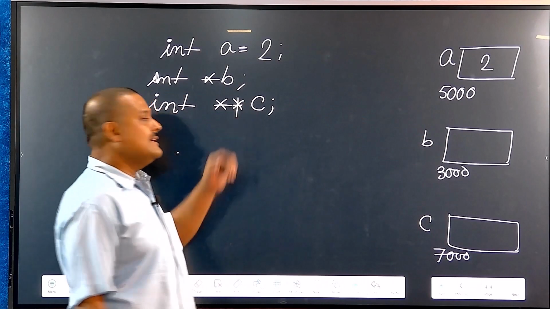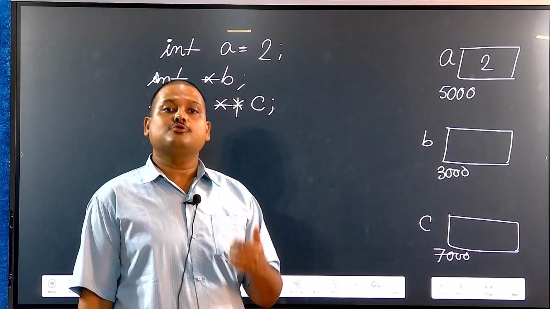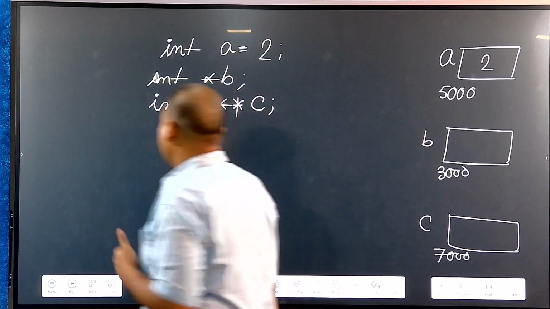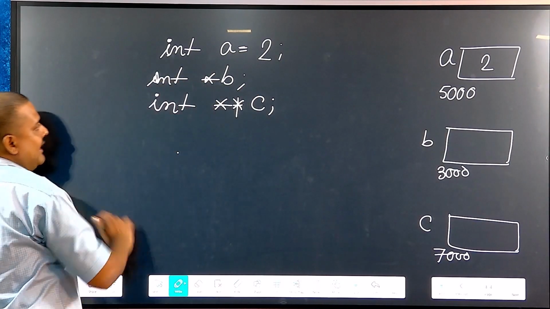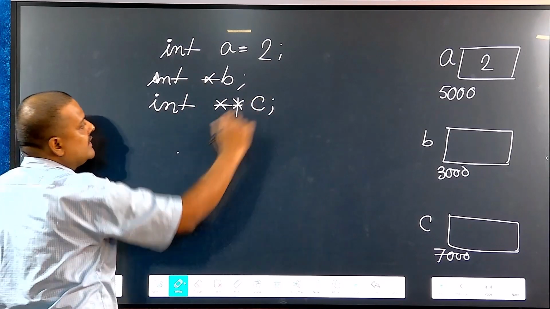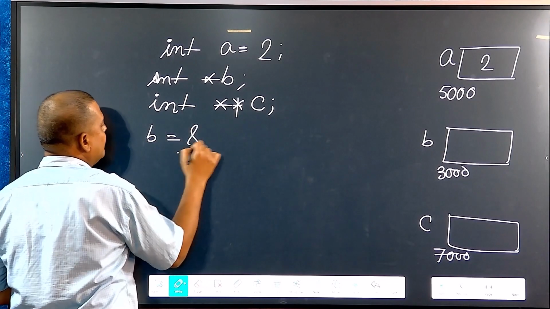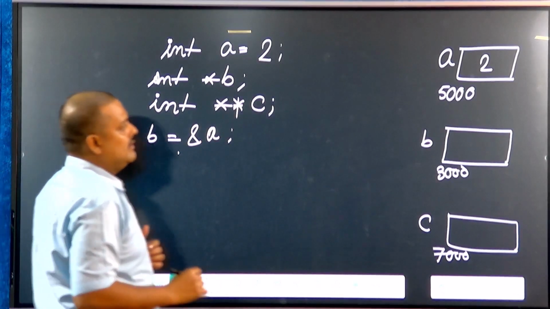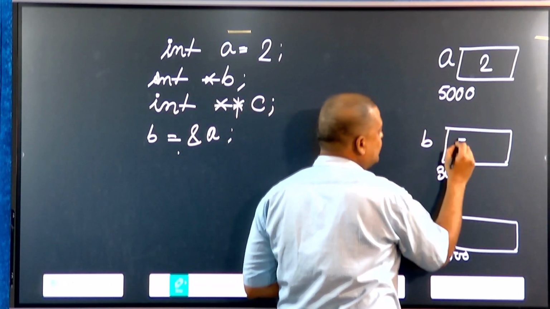So what is c? C is a pointer variable, but it is able to store the address of another pointer variable. Okay, now have a look here. We have this particular value. Now 2 is stored there. I am storing here b equal address of a. Then what will happen? B equals address of a. That means what is the address of a? That is 5000.